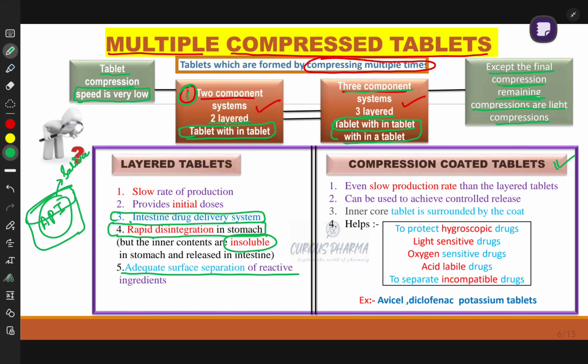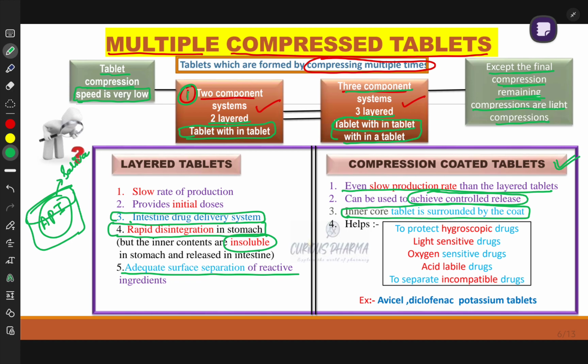Then compression coated tablets. That means it consists of an inner core which is surrounded by a coat. The production rate is even slower than the layered tablet, since it includes many layers to manufacture. It takes more time than the layered tablets, and it is also used to achieve controlled release dosage forms. By using the enteric coating or some polymers, we can increase the time of release of the drug, so that we can achieve controlled release of the dosage form. Here there are some important points.